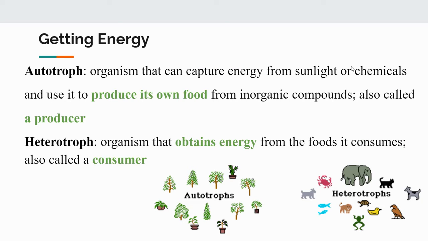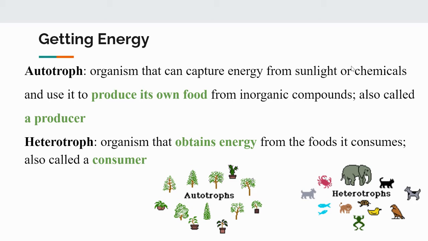Another thing we think about is getting energy, and you should be familiar with these words at this point. If an organism is an autotroph, it can produce its own food. It's also known as a producer. So plants are autotrophs. They can produce their own food. Certain different types of protists that we'll talk about are autotrophs. They produce their own food.